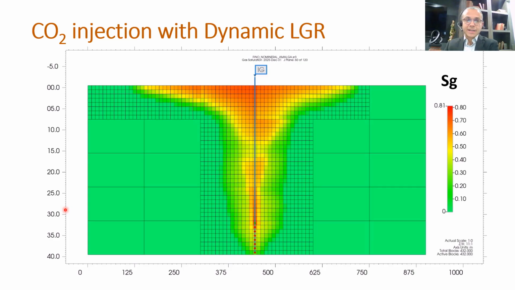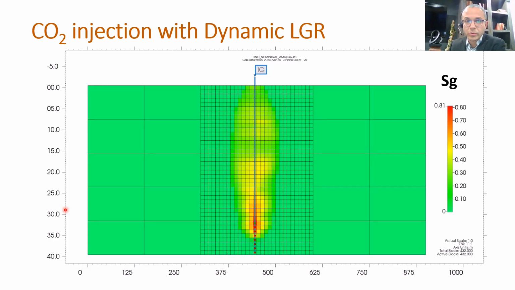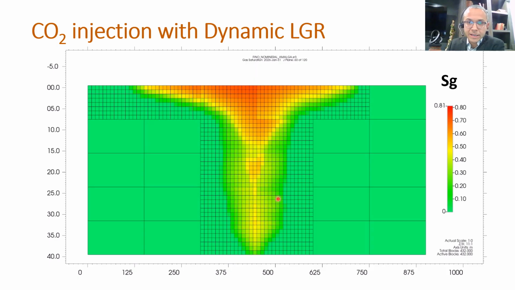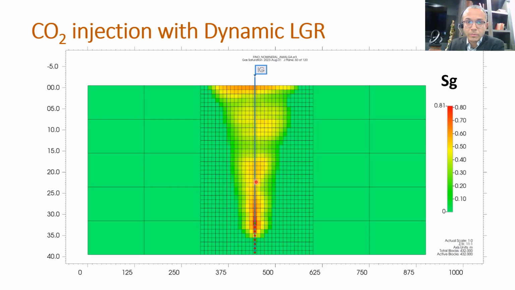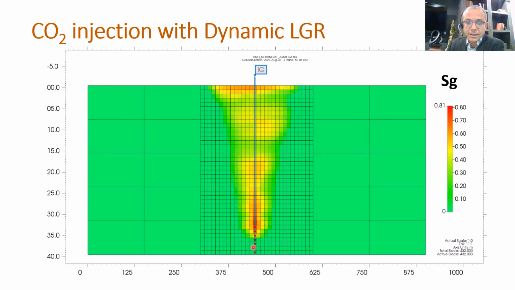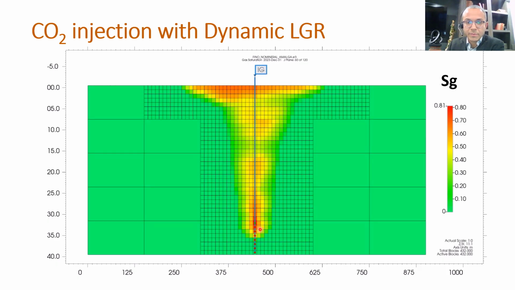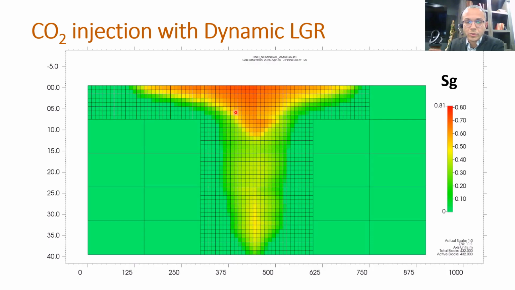As an example of how the dynamic grid works, this slide shows us the grid refinement following the evolution of the CO2 plume in a cross-sectional view. The CO2 is injected in the bottom layers, and CO2 rises to the top, and the grid refinement follows the CO2 evolution in terms of gas saturation.